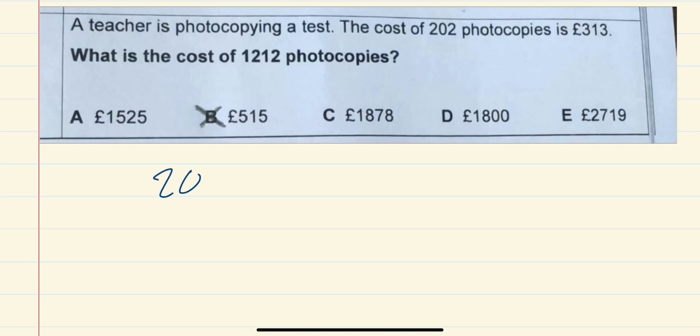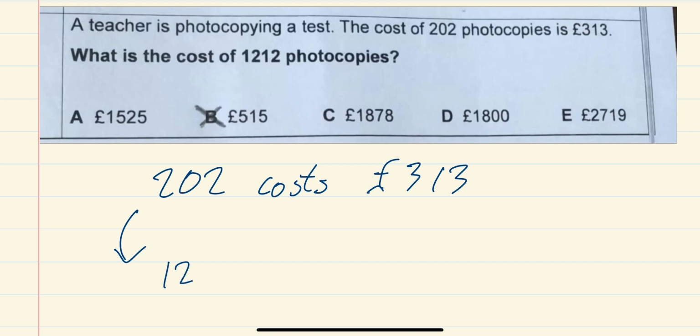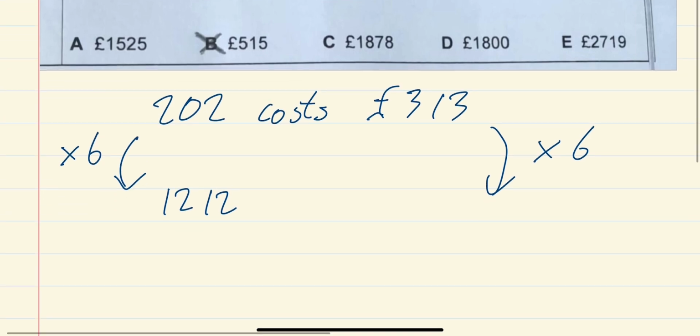So 202 costs £313. And then how would you get from 202 to 1,212? What you would do is you would multiply by 6. So the same idea here, you would just multiply by 6. So then we can just do that.